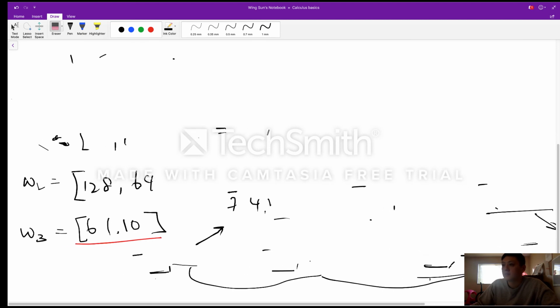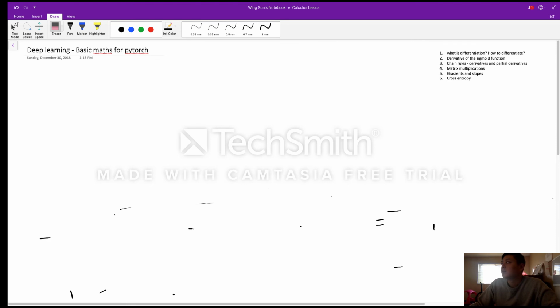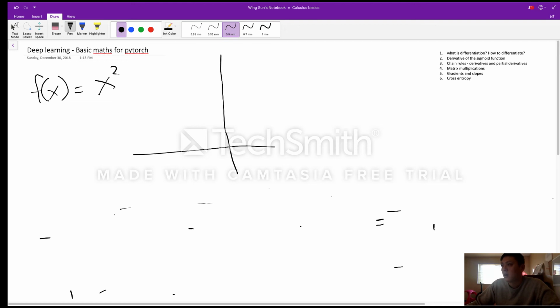Basically, real quick, slope and gradient. Let's go back to f of x. f of x equals 2x. Now if you draw this on a Cartesian coordinate, you'll get something like this. You don't really need to know where the shape comes from, but it looks something like this. If you differentiate this, f prime of x equals 2x.